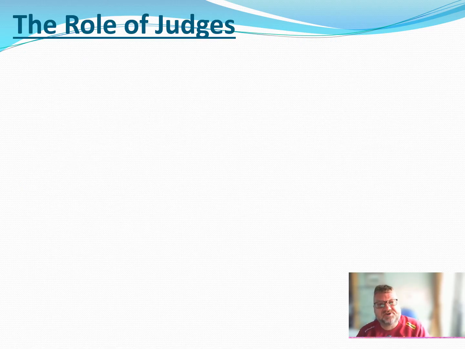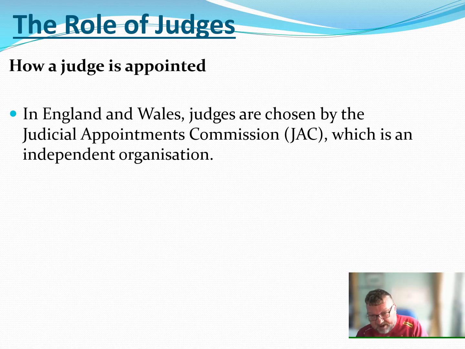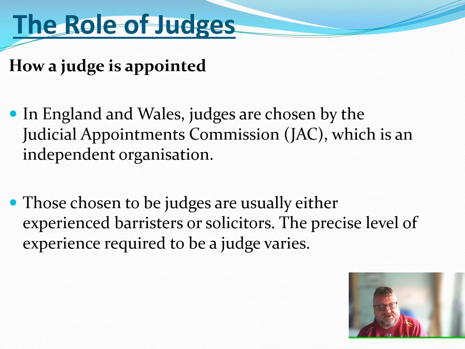So, what is the role of a judge? Well, first of all, let's see how they're appointed. In England and Wales, they're chosen by what's called the Judicial Appointments Commission, the JAC. That's an independent organisation. And those people who are chosen to be judges are usually either experienced barristers or solicitors, so they've had lots of experience of working in courts, and the precise level of that experience does vary from judge to judge, but usually they're highly qualified and very experienced people.